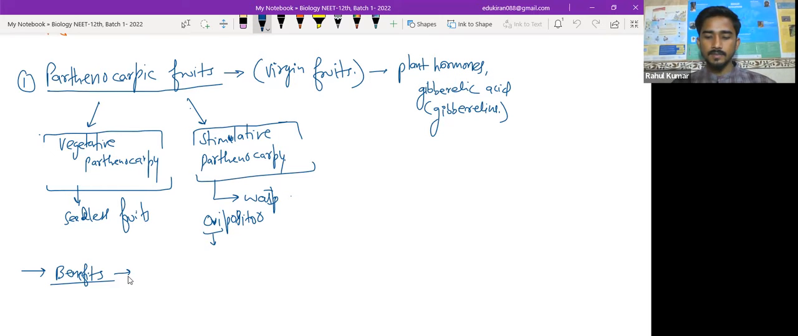Next, fruits produced are larger in size. And because we do not need pollinators, now listen, try to understand this point. If we are cultivating these plants for fruits through parthenocarpy, do we need pollinators now? Do we need insects?